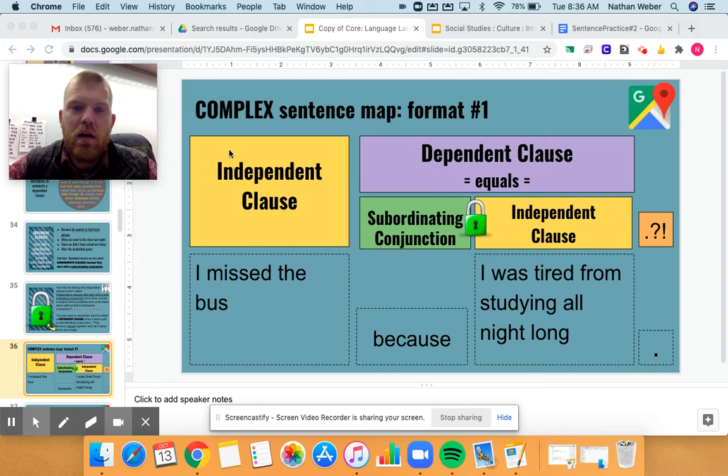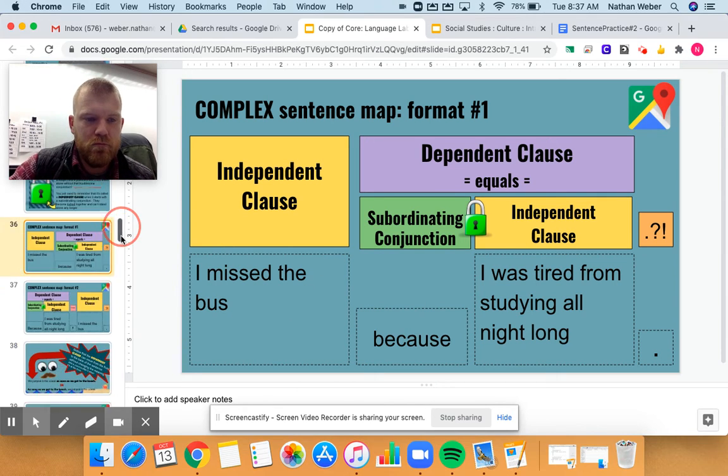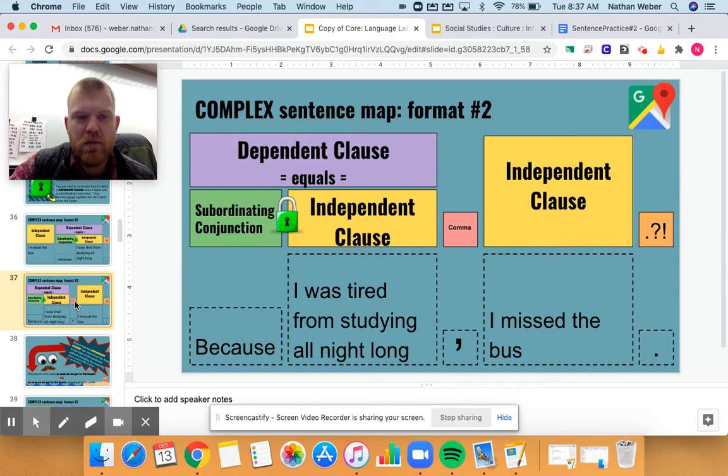So, a complex sentence map. Independent clause plus a subordinating conjunction. I was tired from studying all night long. Independent clause, and that gives you a complex sentence. So please write down this sentence map and then write down the sample down below. And then here's complex sentence map number 2, okay?